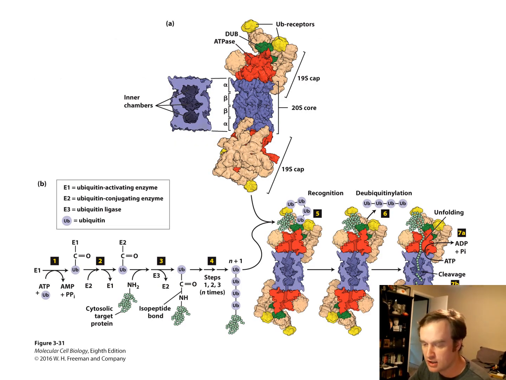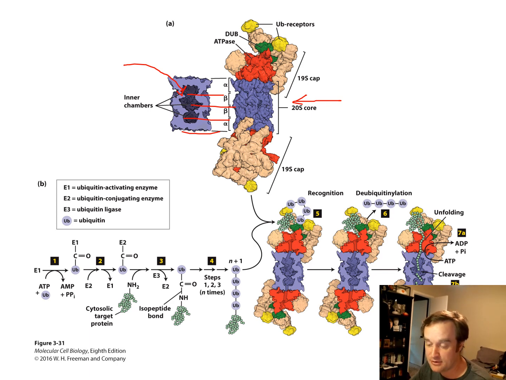So ubiquitin and the proteasome are responsible for proteolysis, which is the breaking down of proteins. The proteasome has this distinct shape where there's this 20S core with an alpha, beta, beta, then alpha ring. And these inner chambers are where the actual breakdown of the protein occurs.